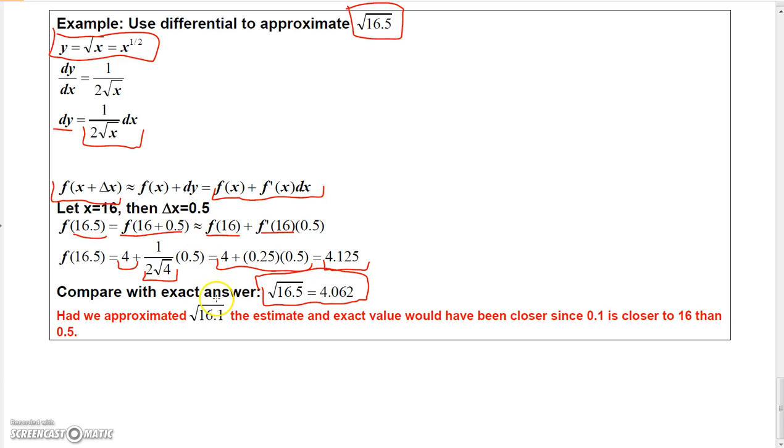Now, what you can consider is had we approximated 16.1 instead of 16.5, 16.1 is closer to 16 than 16.5 is. So we wouldn't have lost as much error there. Our answer would actually have been closer had we used this method to approximate the square root of 16.1. So you can try that for yourself and compare the two answers if you like. That is it on this section. Goodbye.